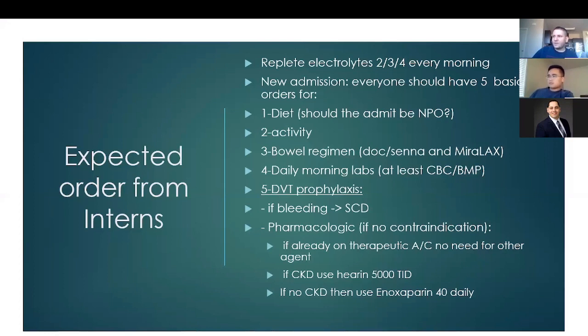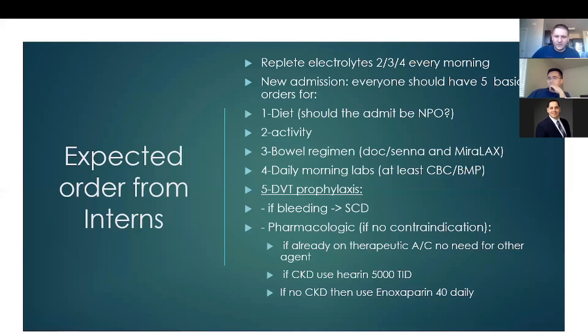Morning labs: on the first day for the patient, at least have a CBC and basic metabolic panel. If you figure these are stable over 2 or 3 days and not changing, you could discuss during rounds discontinuing the unnecessary labs. But you need to make sure that you have labs for the next day.